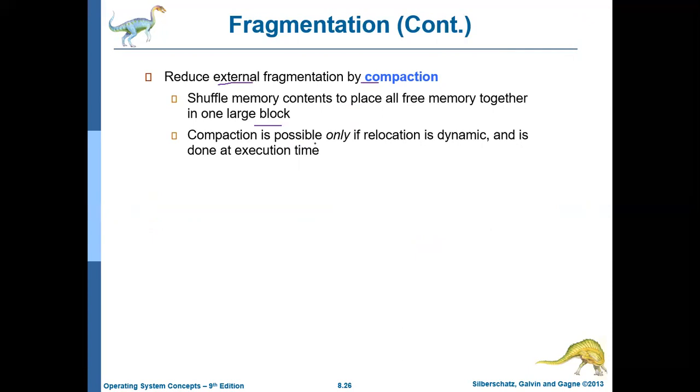Compaction is possible only if relocation is dynamic and is done at execution time. What does it mean? Previously, we discussed different binding schemes, like binding at compile time, load time, and runtime. Compaction is possible only if binding is done at execution time or runtime. If binding is done at compile time or at load time, it is not possible, because in that case you are already fixing the address for every process.